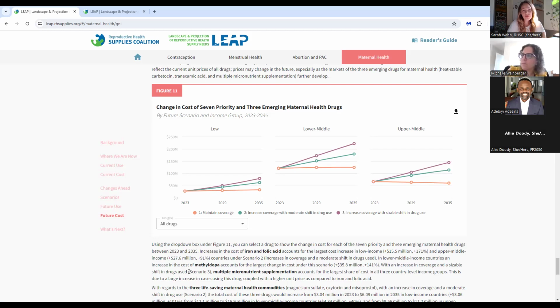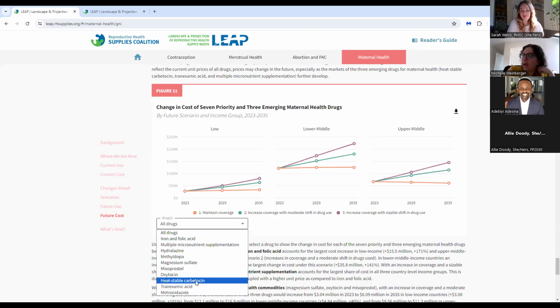The discussions were focused on the priority drugs, on essential drugs. They were focused on the bundle of drugs coming out of the EMOTIVE trials, so looking at the bundle of PPH prevention drugs. Several are included here.